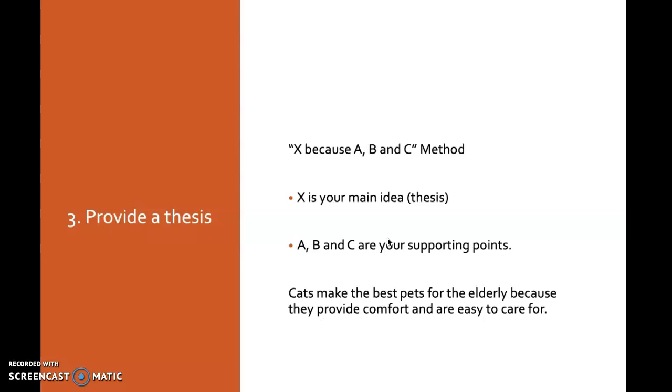So the supporting points are the three topics that in detailed discussion are going to absolutely show that your X is correct. Here's an example. "Cats make the best pets for the elderly because they provide comfort and are easy to care for." So the X is cats make the best pets for the elderly. A, B, and C are they provide comfort and are easy to care for. This one only has two, so it has an A and a B. Most essays have at least two, so they'll have an A and a B. Some essays will have 3, 4, or 5 supporting points, depending on the length of the paper.